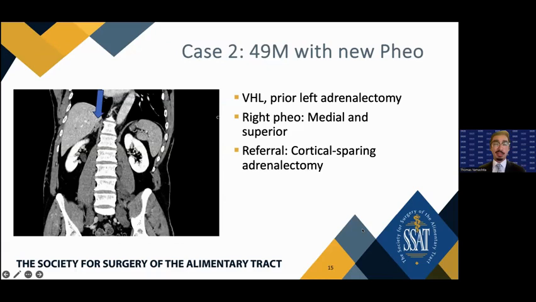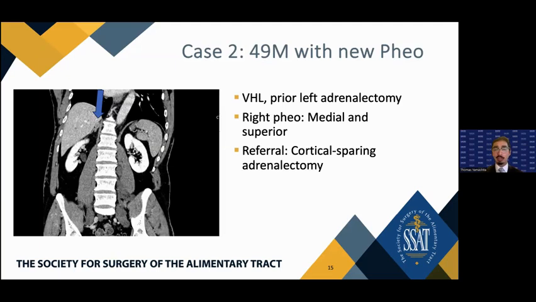The second case I'm going to present is a 49-year-old gentleman with a new pheo. He has a history of von Hippel-Lindau, had a prior left adrenalectomy, but was found to have a new pheochromocytoma on the right. Unfortunately, that was on the medial and very superior aspect of it, as you can see on the scan and the arrow, which makes cortical sparing somewhat challenging in order to preserve the vein.